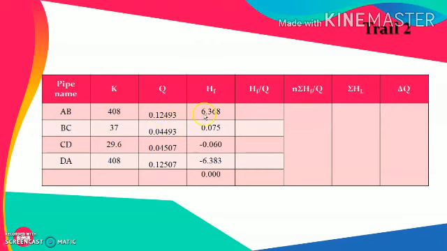And now we will calculate the HF with the relation HF equals KQ square, and we will have these values of head loss. Once again CD and DA will have a negative sign because the flow in these has the anti-clockwise direction, and the sum of that is 0. Once you arrive at this particular stage, you need to stop the iteration, and the flows found in this particular trial are going to be the ultimate flows through the pipes in meter cube per second.